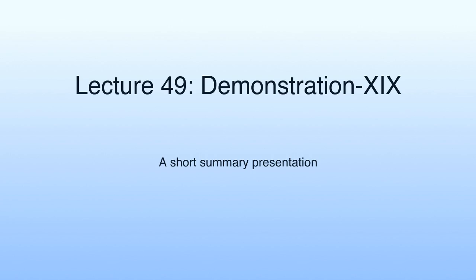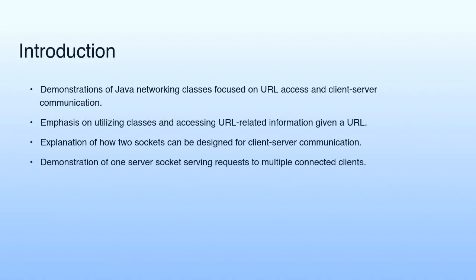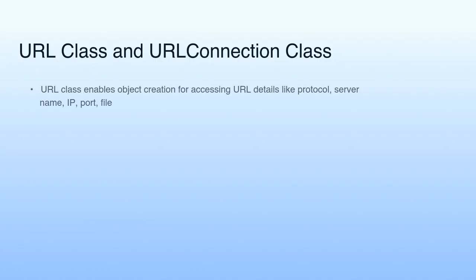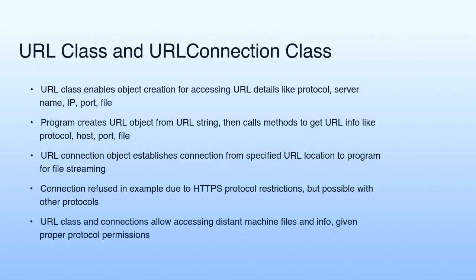Lecture 49 Demonstration-XIX. In this video, you will witness demonstrations of Java networking classes focused on URL access and client-server communication, emphasizing the utilization of classes and accessing URL-related information given a URL. The URL class enables the creation of objects for accessing URL details like protocol, server name, IP, port and file, while the URL connection object establishes a connection from a specified URL location to the program for file streaming.